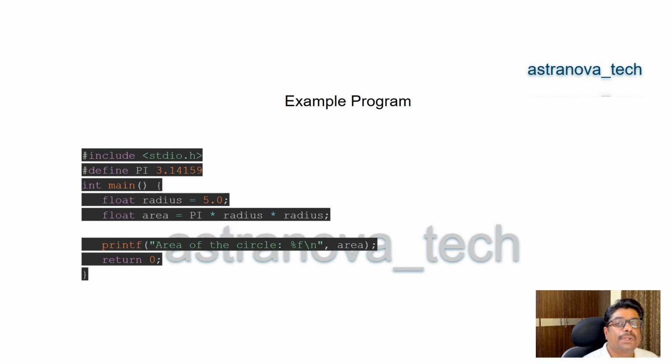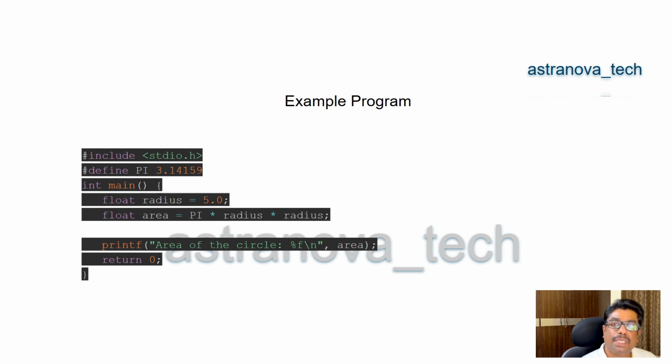One sample program you can see here. It starts with some library inclusions, that is #include <stdio.h>. It is a built-in header. #define PI: we can define any variable's value using #define. #include is for importing some libraries.